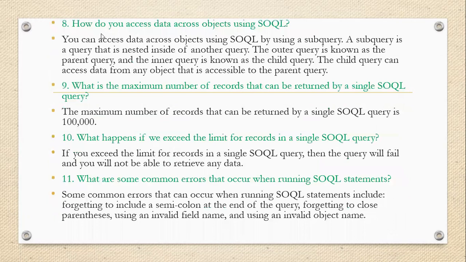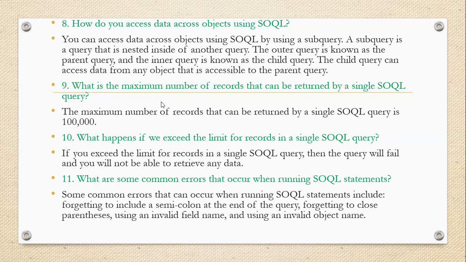Next question: how do you access data across objects using SQL? You can access data across objects using SQL by using a subquery. A subquery is a query that is inside another query. The outer query is known as the parent query, and the inner query is known as the child query. The child query can access data from any object that is related to the parent query.